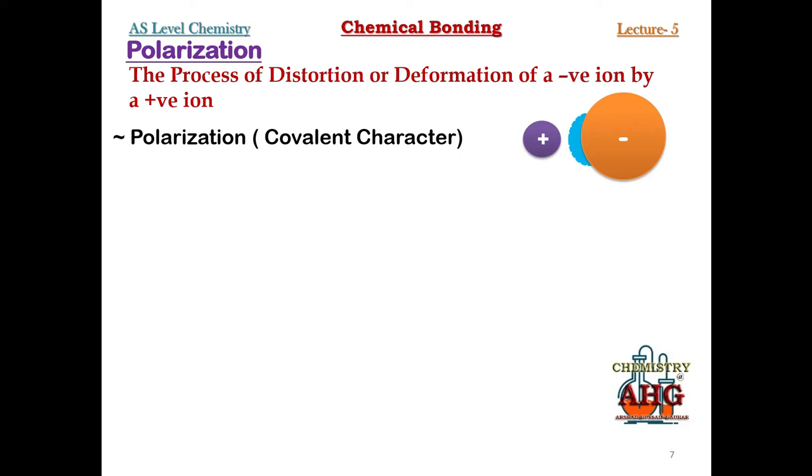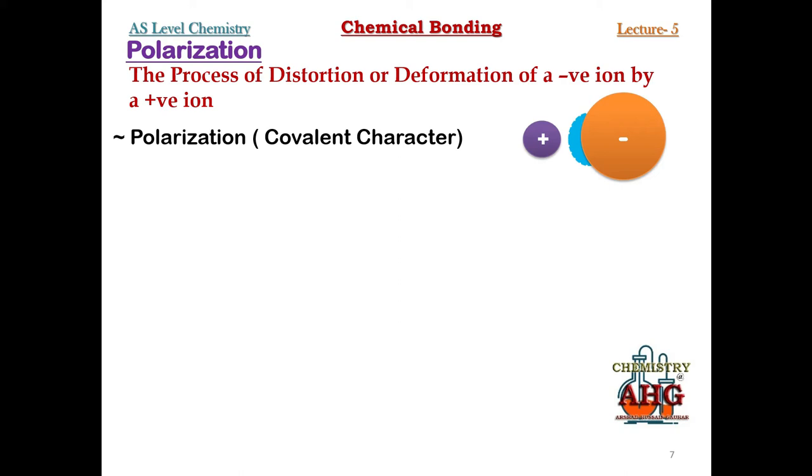So you must always remember that very interesting and very surprising information that there is not even a single ionic compound that is 100% ionic. Every ionic compound has some percentage of covalent character, due to the process of polarization. So always remember, every ionic compound has covalent character due to the process of polarization. There is not even a single ionic compound that is 100% ionic.